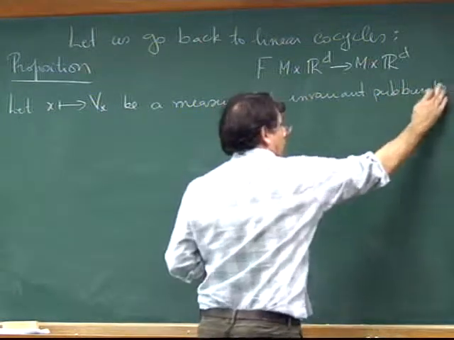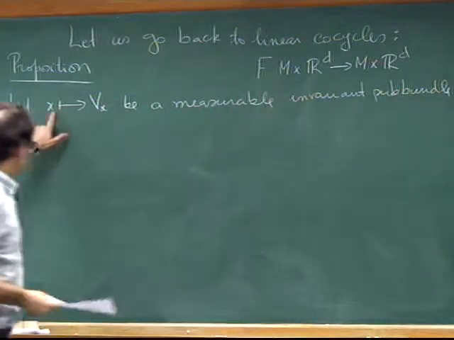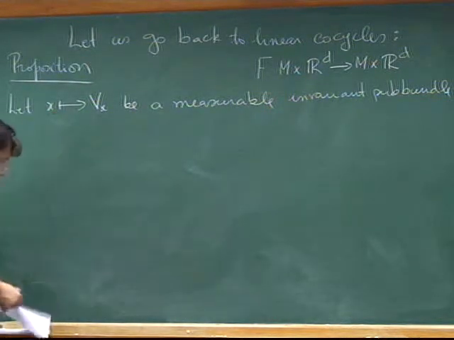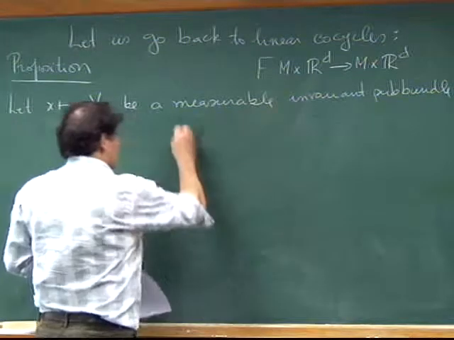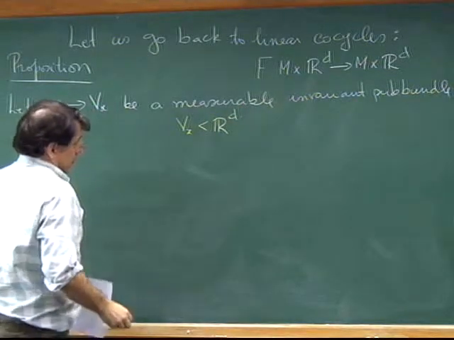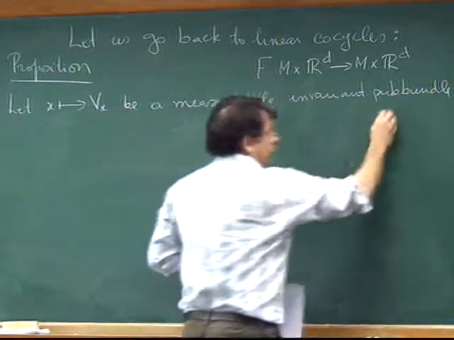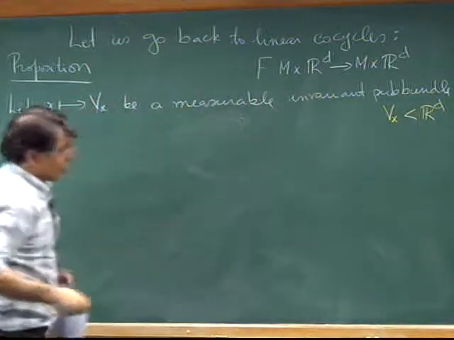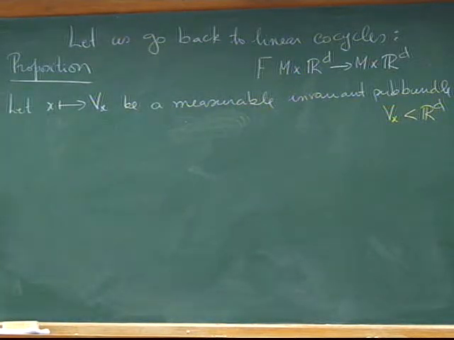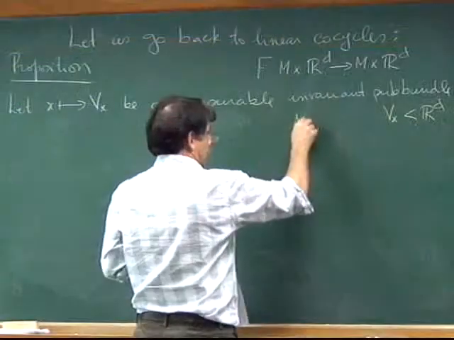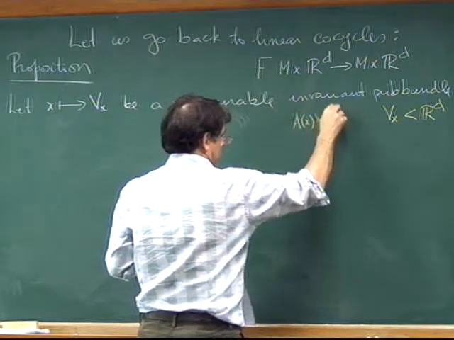So what does this mean? A function that assigns to every point in M some subspace. This is Vx. Vx is a subspace of Rd. That's what subbundle means. Measurability we already defined. It means that you can find bases for these Vx that are given by measurable vector fields. And invariant means that Ax of Vx is equal to V of f of x.